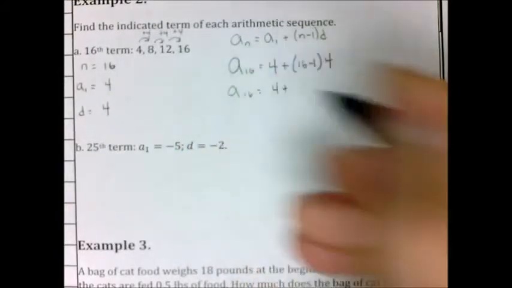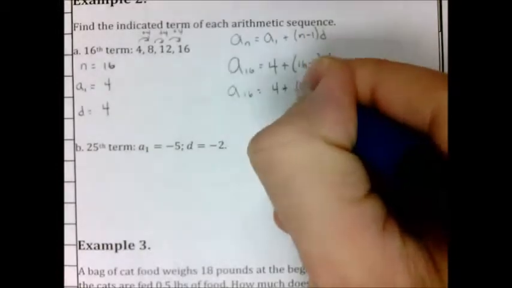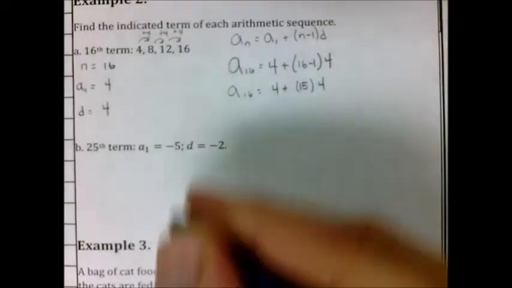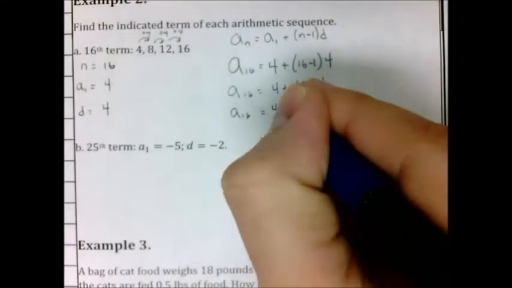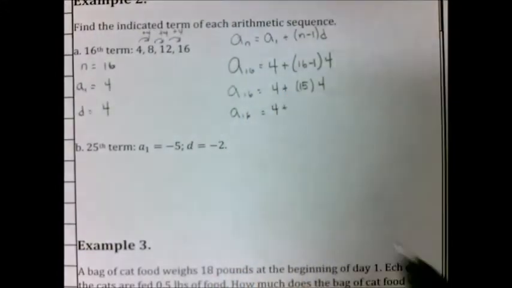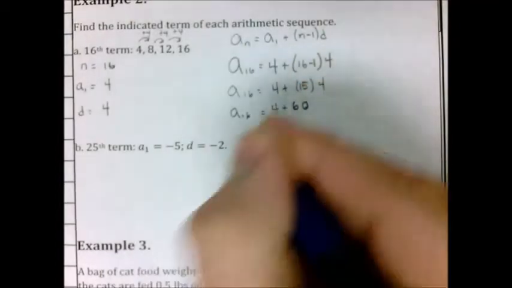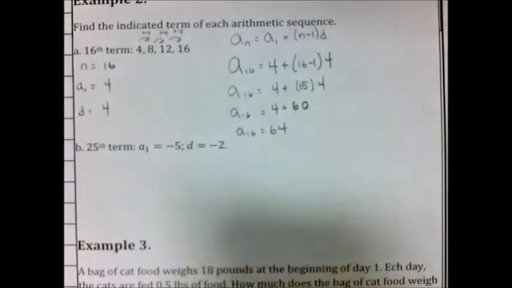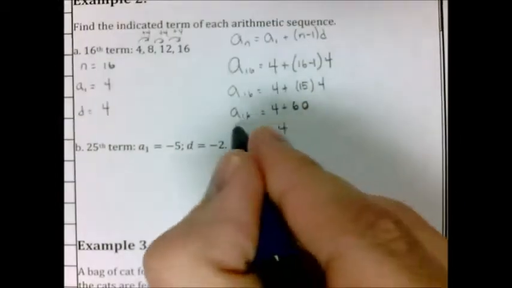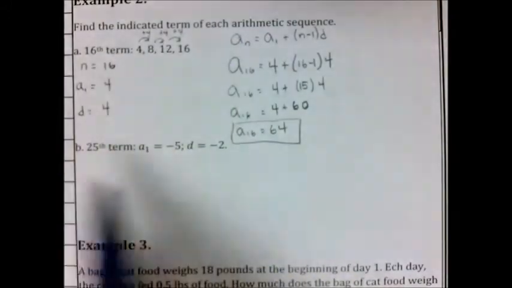We have to do what's inside the parentheses first, which will make that 15 times 4. And 15 times 4 is actually 60. If you need to use a calculator for that, you most certainly can. And finally, 60 plus 4 is 64. So essentially what that means is that the 16th term in this arithmetic sequence that we have here is 64.